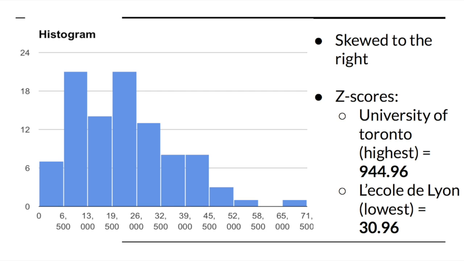This histogram is skewed to the right, and I did the z-scores. I took the highest amount of students enrolled at one school, which was the University of Toronto, and found the z-score of 944.96. And I found that by doing that number minus the mean divided by the standard deviation. And I also found it for the lowest, which is L'École de Lyon in France, and that is 30.96.